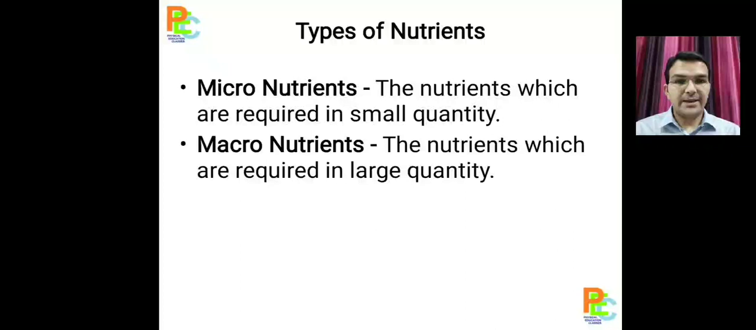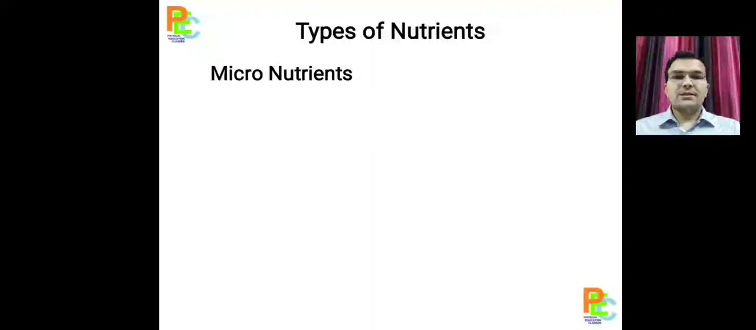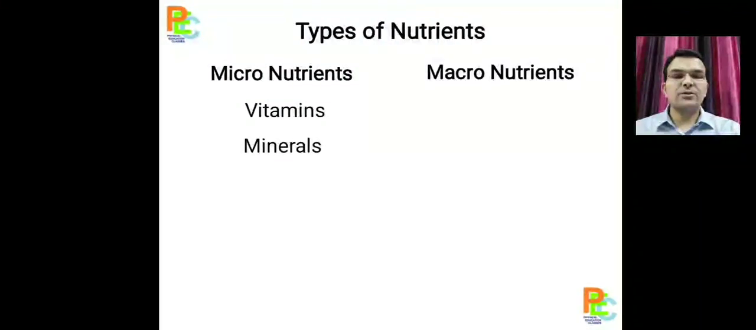One is micronutrients, which are required by the body in very small quantity, and another is macronutrients, which are required in larger quantity. So micro means small quantity, and macro means large quantity. There are certain components of diet: in micronutrients, vitamins and minerals are part of it, whereas in macronutrients, carbohydrates, fats and proteins are part of it.